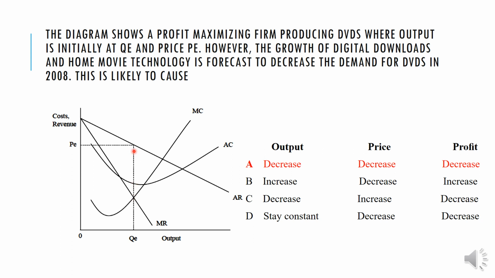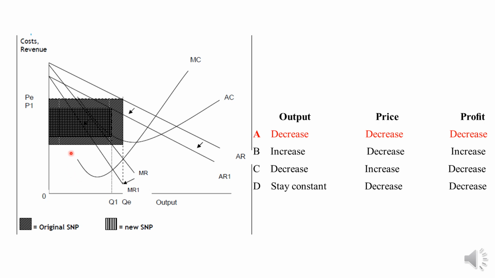We have to check at this particular point. We can see that the price is PE and the cost is this one. The difference between the revenue and cost is the profit. So you can see here this lightly shaded area is the first one, MC is equal to MR at the PE price and QE quantity. You can say that this lightly shaded area is the supernormal profit.